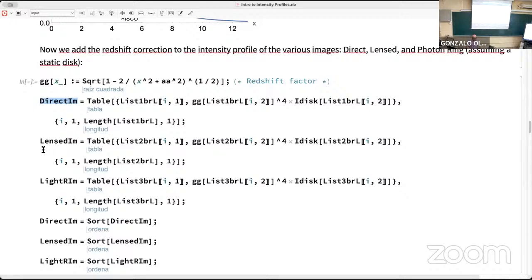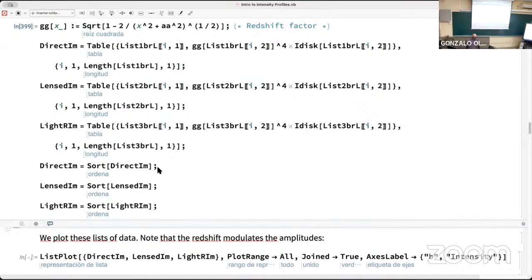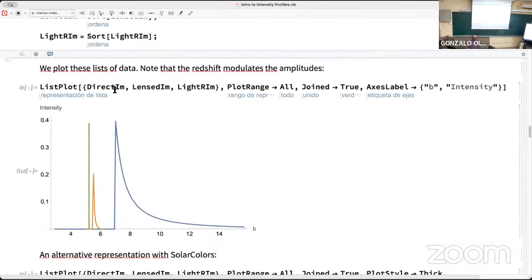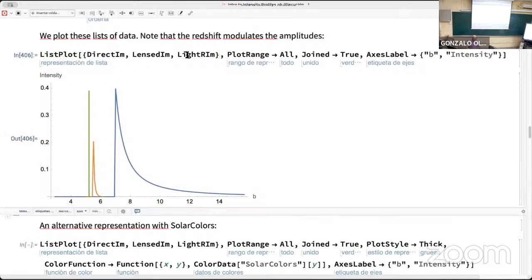We do the same thing for the lens image and for the light ray, or the photon ring. Since these lists have been built by combining two sets of geodesics, they are not sorted. So we need to sort the data in order if we want to plot them, otherwise the list plot would do crazy things. And now we plot these sets of data, and this is what we get.